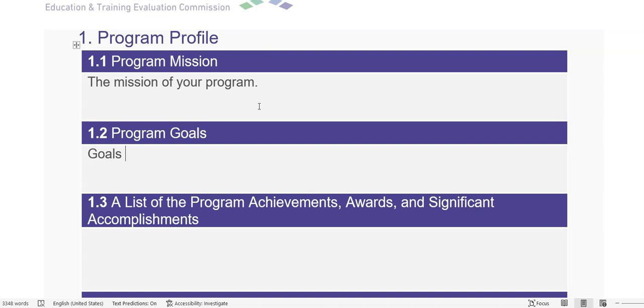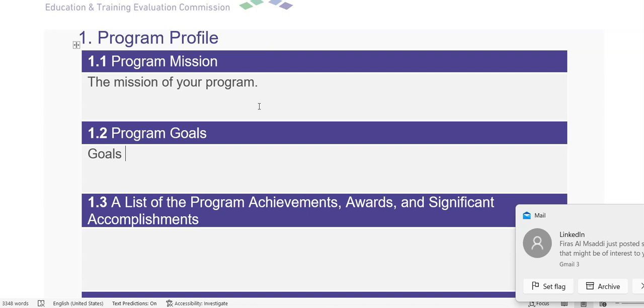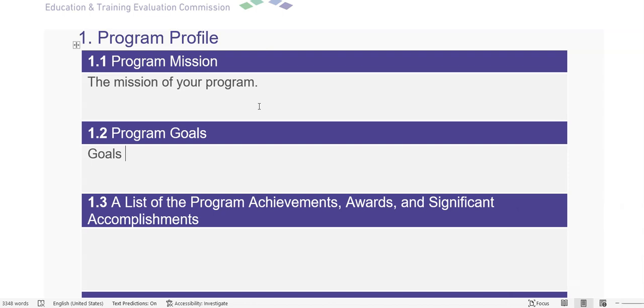In this case, your program not only graduates engineers or students, it also does research for the benefit of the community, and community services can be provided by faculty members. You have to be aware, because as you know, in your KPIs that are approved by NCAAA, there are some KPIs related to research, and you cannot measure research or increase its performance and quality and have good KPIs about it if you don't have it in your mission and goals.